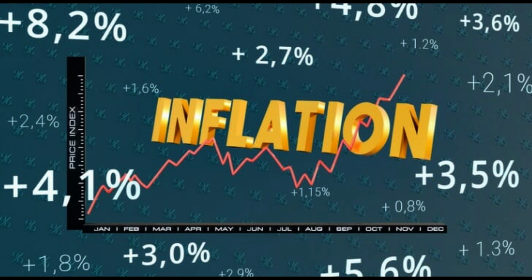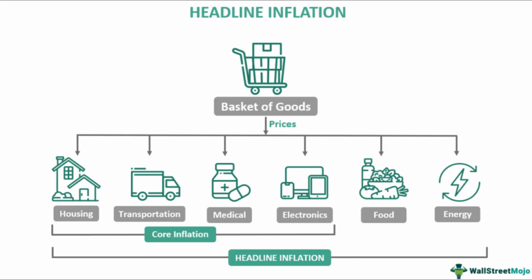6. Supply shock. A sudden disruption in the supply of goods and services can also cause inflation. For example, a natural disaster that destroys crops or disrupts supply chains can lead to a shortage of goods, which can increase prices.